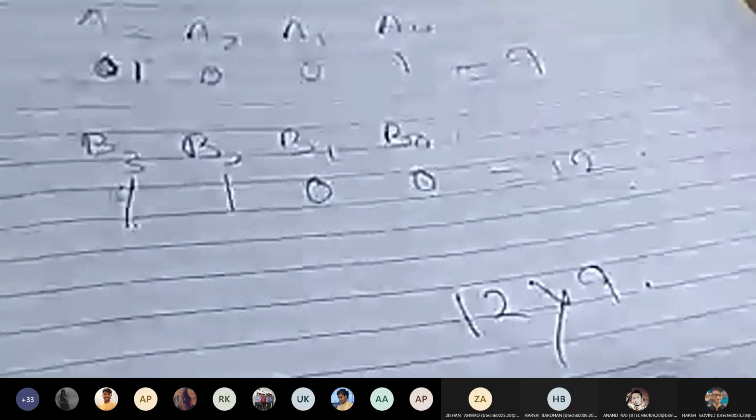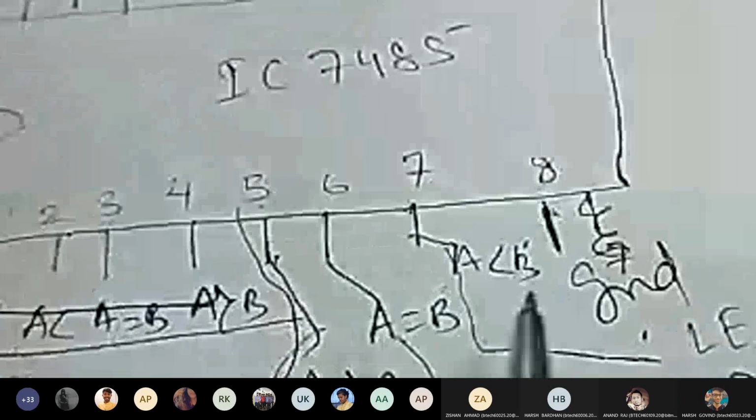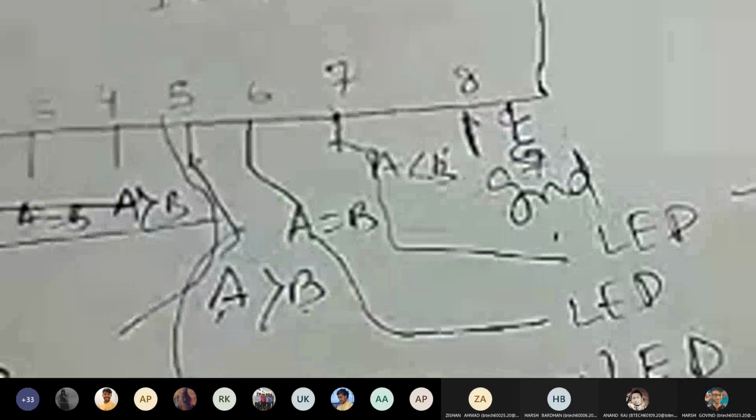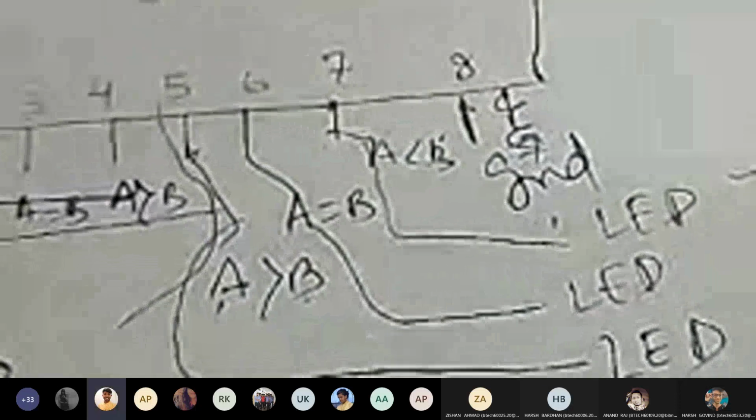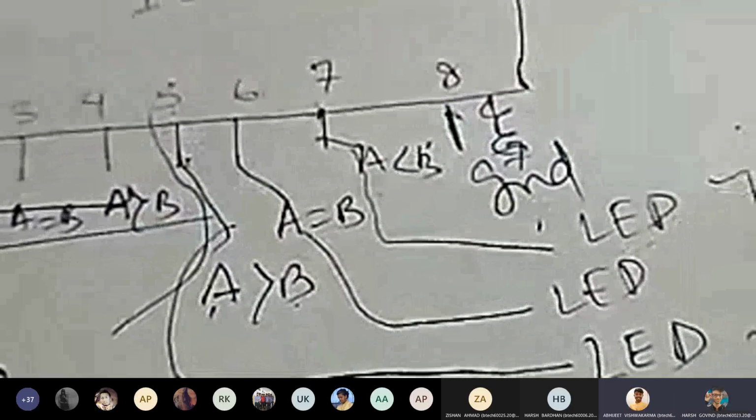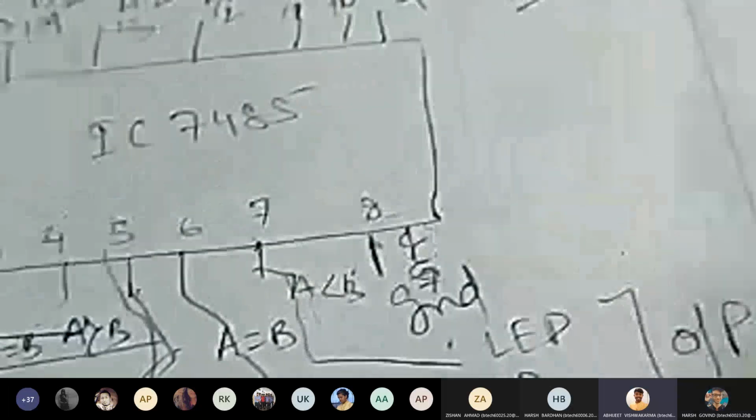So theoretically we can know that 12 is greater than 9. That means your output will be B is greater than A. That means which LED will glow? From here you can tell which LED will glow. The last one, because A is less than B. B is greater than A means A is less than B.